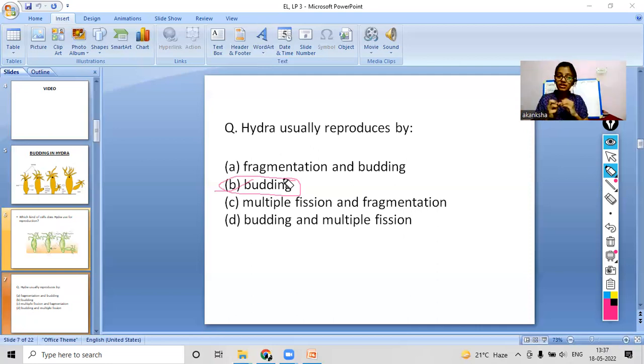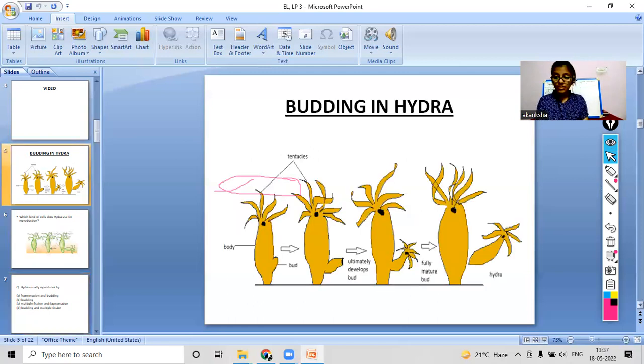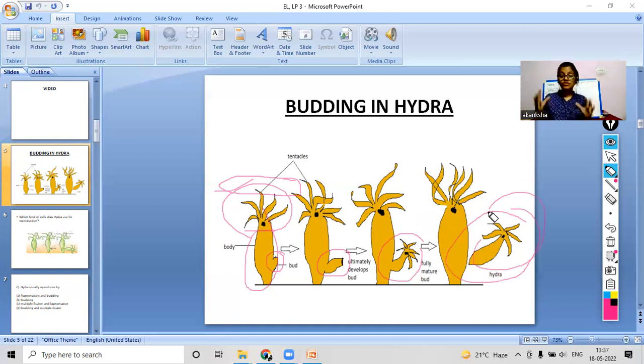There is a parent organism. Okay, we will move to the slide. In this slide, as you can see, there is this parent organism, it has tentacles, a whole body, and then it has a bud, right? This bud starts to grow and develops separate tentacles. After the bud is fully matured, it detaches itself from the parent body, and it forms another organism, the daughter organism. So this was the whole process of budding.